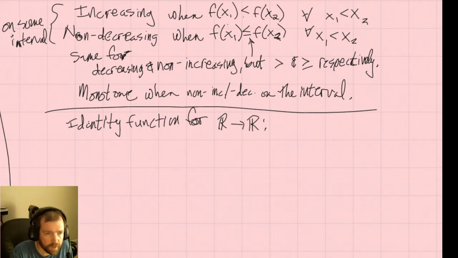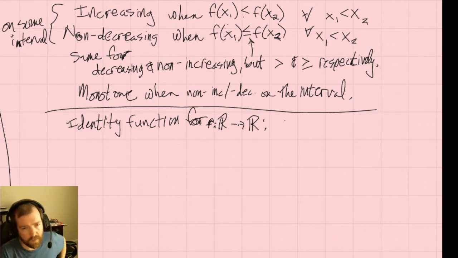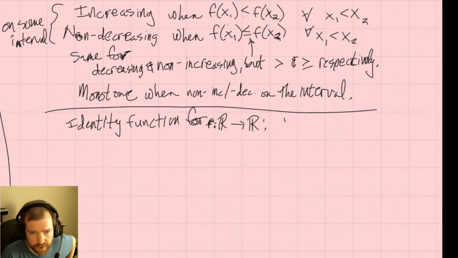Okay, the identity function for reals mapped onto reals is going to be f defined as a function that maps reals onto reals. So the identity function is going to be defined as when f of x is equal to the thing you just plugged in, x, for all x in the reals.